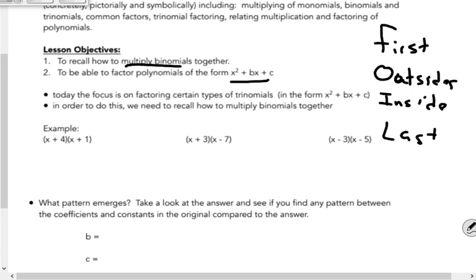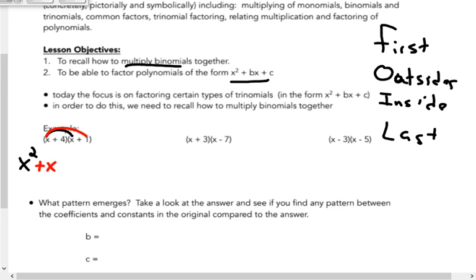Okay, so when I say first, you multiply the first number in each bracket together. So the first number here is x, and you multiply it to the first number in the second bracket, which is x. X squared, good. Then you do the outside terms. So this number here, x, is on the outside of the bracket. This guy's on the outside. You go x times 1. What's x times 1? X, very good.